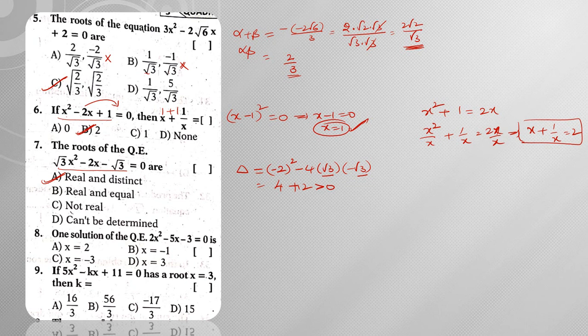Next, one of the solutions of 2x square minus 5x minus 3 is equal to 0. So it's asking one of the solutions. So either you go with the option verification or you can directly check by finding the roots. Okay, so I am going with finding out the roots.